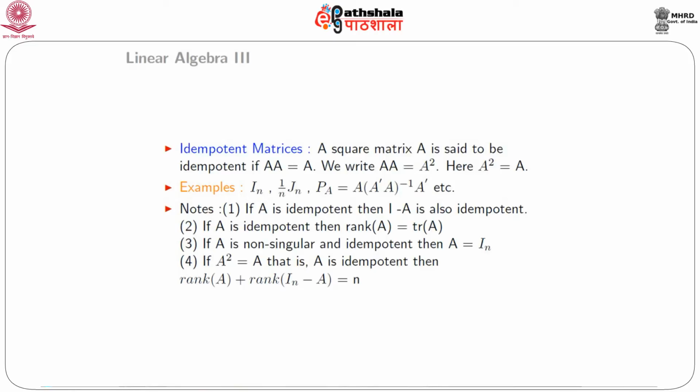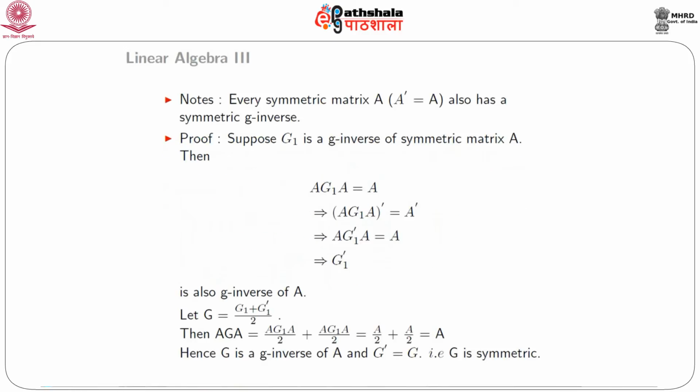If A is idempotent, then rank equals trace. If A is non-singular and idempotent, then A has to be the identity matrix. If A is idempotent, then rank of A plus rank of I minus A must add up to the size of the matrix. Notes: every symmetric matrix A also has a symmetric G inverse.